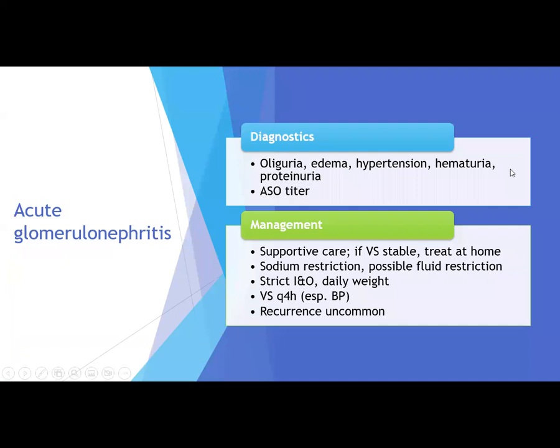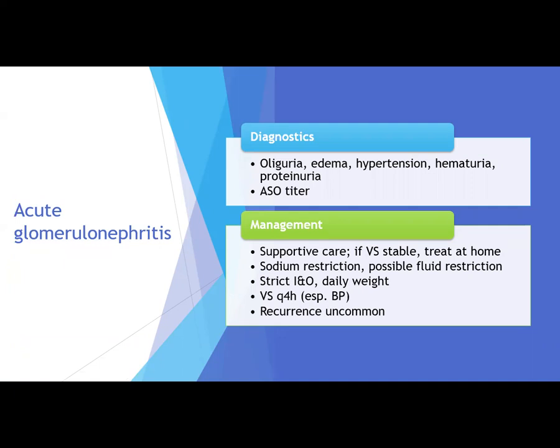All right, so how we see this manifested, we see oliguria, edema, hypertension related to that damage that's being done to the kidneys. Also may see some blood and protein in our urine. We're going to do that ASO titer. Remember, that's going to tell us if that strep infection is present in the blood. Most of our care is going to be supportive here.